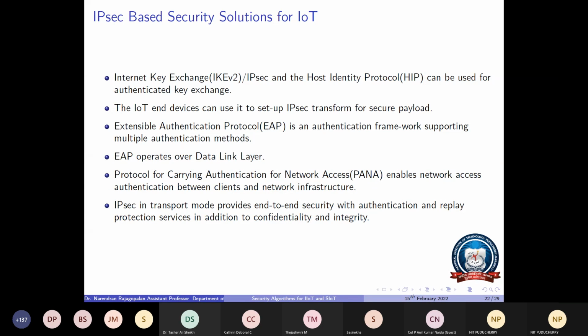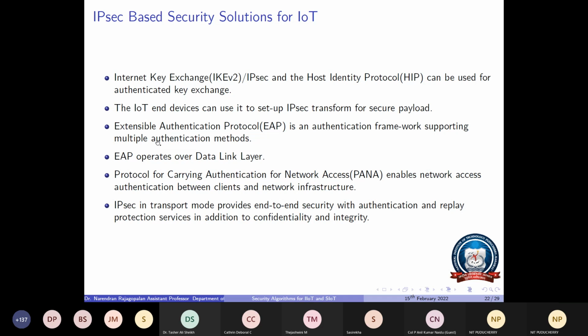When we want to use IPsec for IoT, we discussed that one is the cryptographic algorithms, which happens to be one concrete block. Then we looked at frameworks for IoT like IPsec and TLS. Now, key exchange is another very important aspect. There are specific algorithms dedicated for key exchange itself, like internet key exchange, IKEv2, and host identity protocol. These are some of the protocols that are used to exchange keys with authentication.